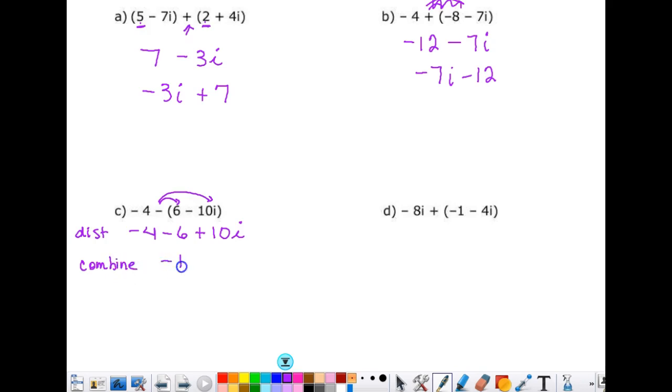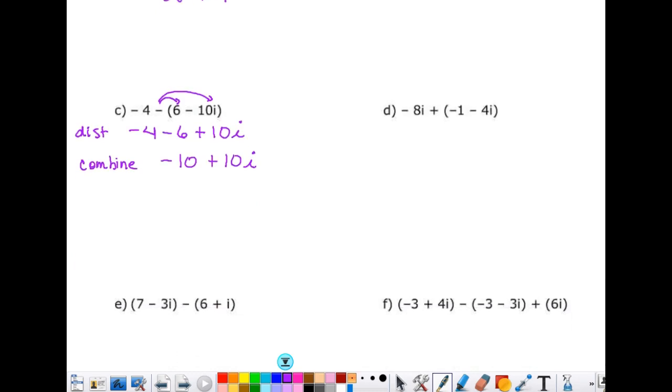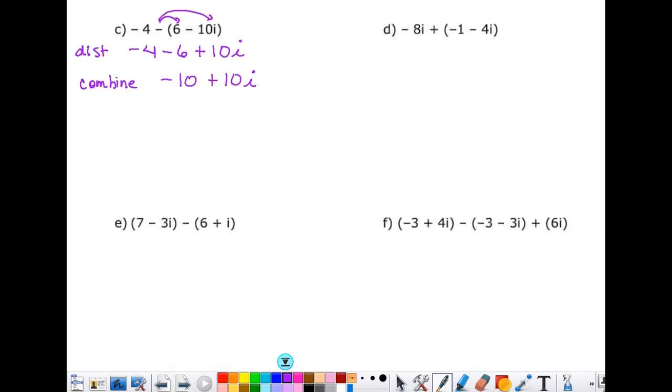Okay, so we get a -10 plus 10i. So we really probably don't need to do D, at least right now. Okay, let's do this long one here. I know y'all might be kind of freaking out about this one just because it's long.